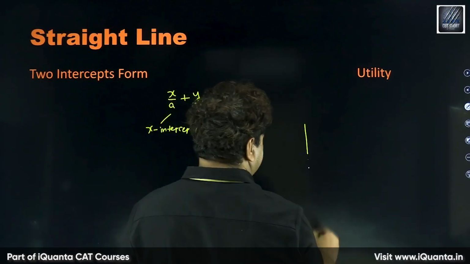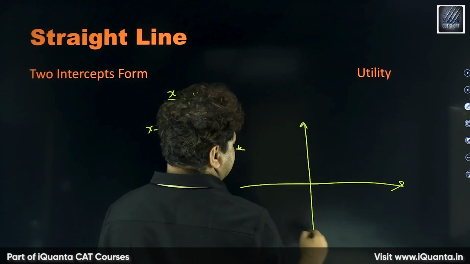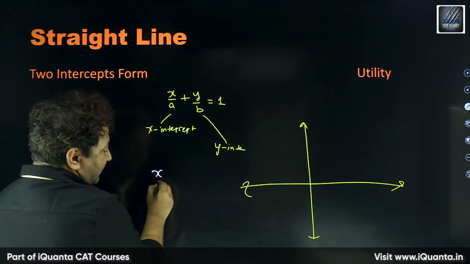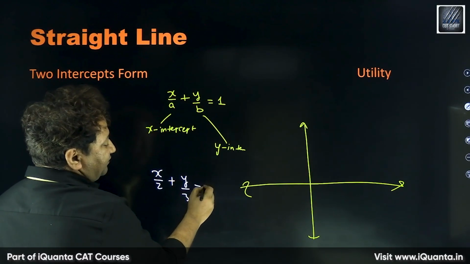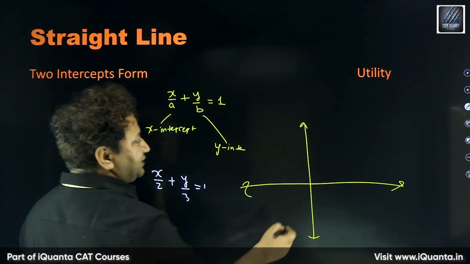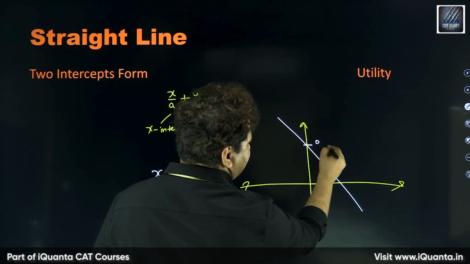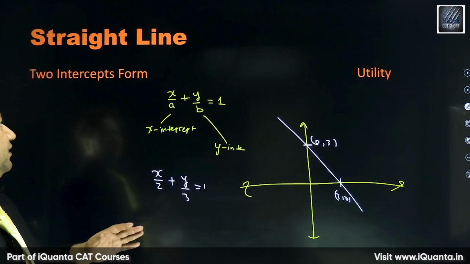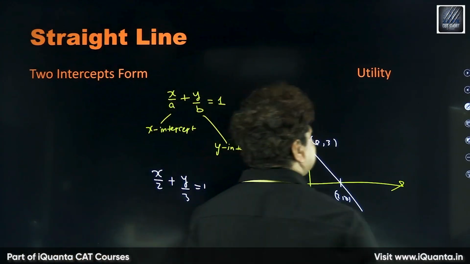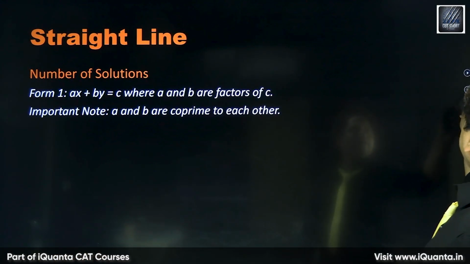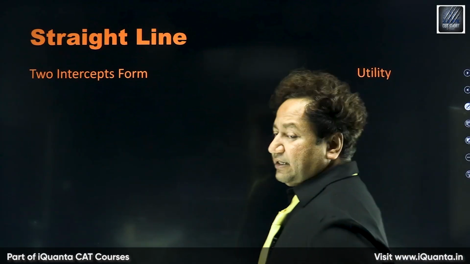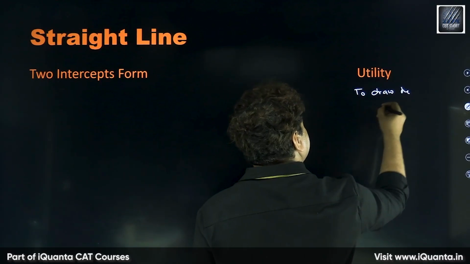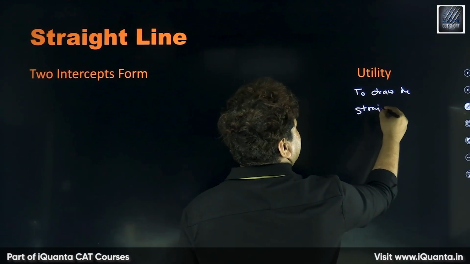So let's say this is the xy axis, and let's say we have a line which looks like this. X by 2 plus y by 3 is equal to 1. If I want to draw this line, I'll just draw a line like this, where this point is 3 and this point is 2, the x-intercept and the y-intercept. All right. Now, all the forms are interchangeable. They are all interchangeable, which means, so the utility of this is to draw the straight line.